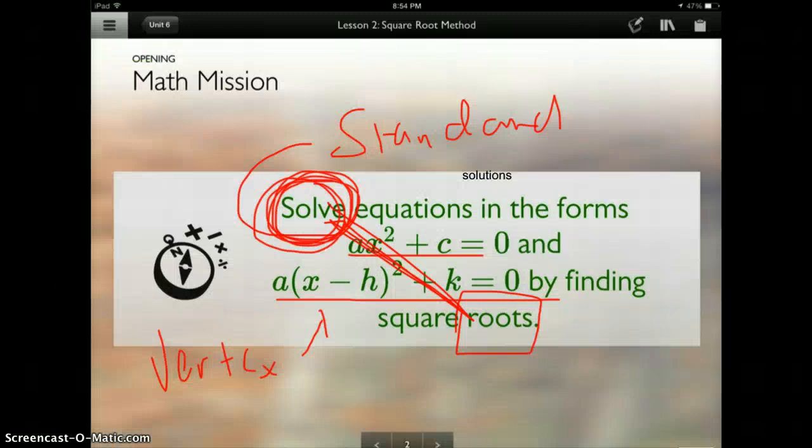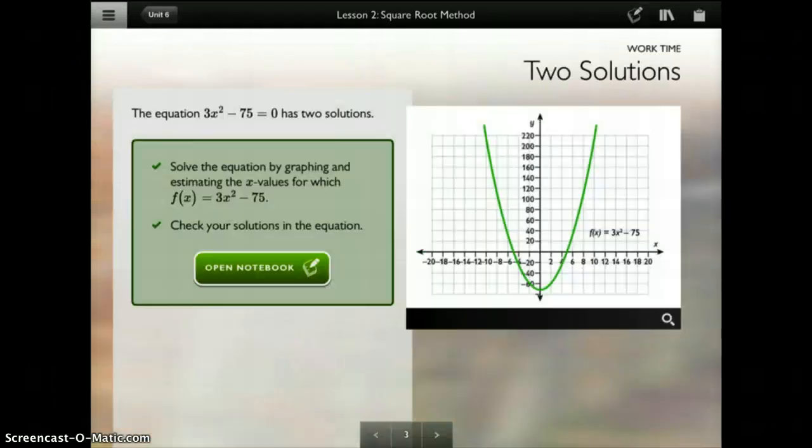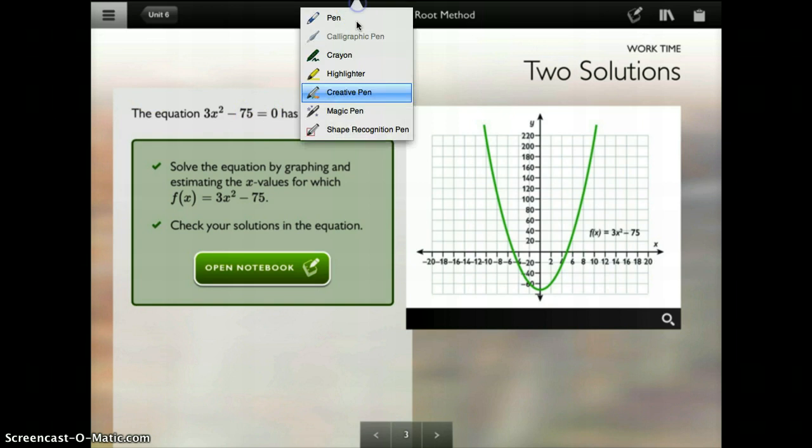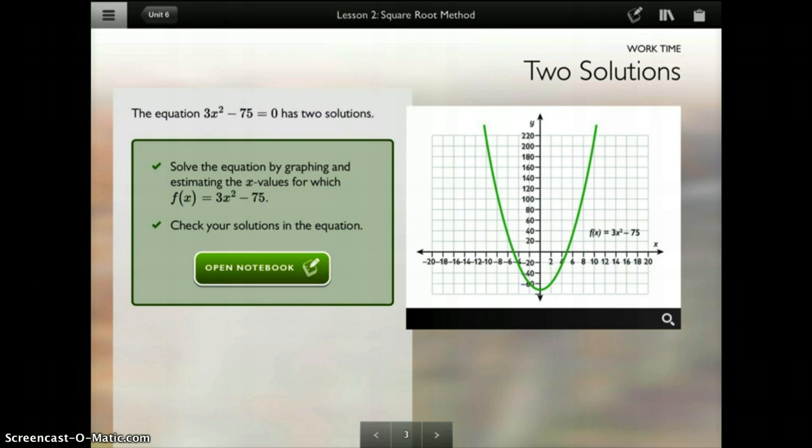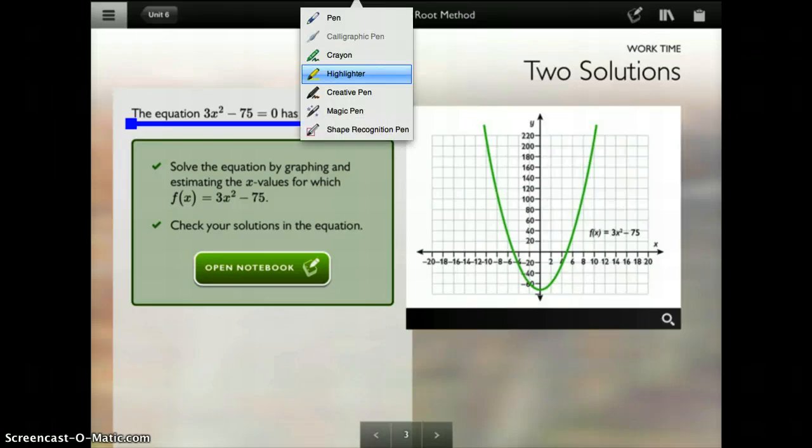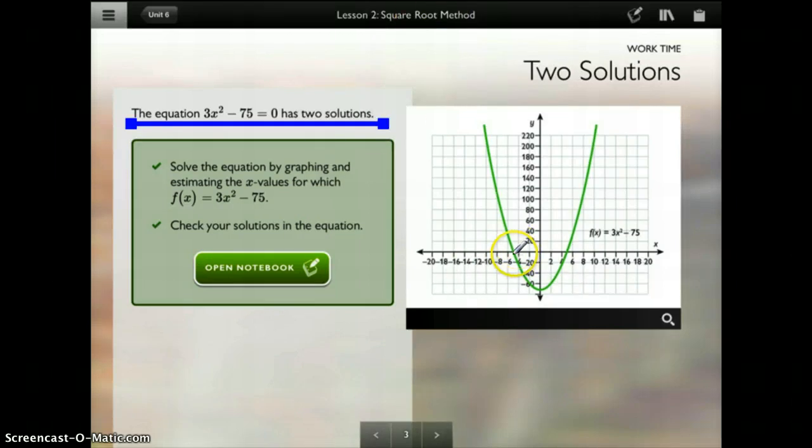Slide 2, nothing to write there. Let's go to slide 3. Okay, so it says the equation 3x squared minus 75 equals 0 has two solutions. So this is some given information. This is some free, easygoing information right here. I know this right here. I have to find two solutions. Okay, so those two solutions are found here and here.